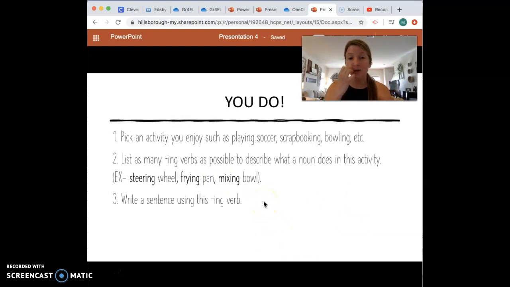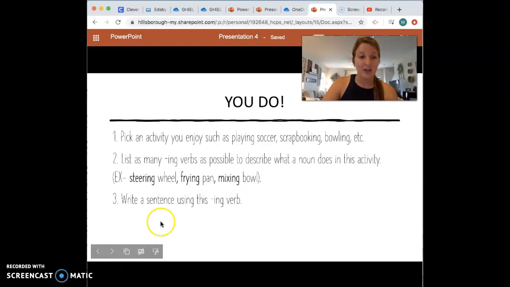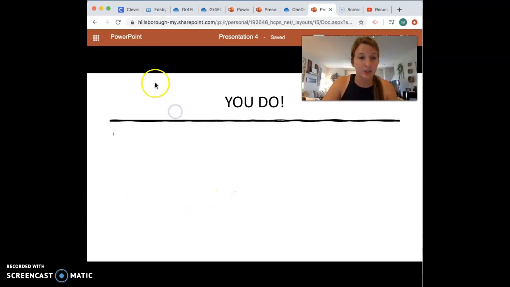All right, so this is where you're going to get into your activity. This is what you're going to submit to me. So pick an activity you enjoy, such as playing soccer, scrapbooking, bowling, etc. List as many ing verbs as possible to describe what a noun does in this activity. So for example, if you choose soccer as your activity, what do you do in soccer? Write down as many of those ing verbs as you can. So you're going to do that first. Then you are going to write one sentence using that ing verb to describe a noun.